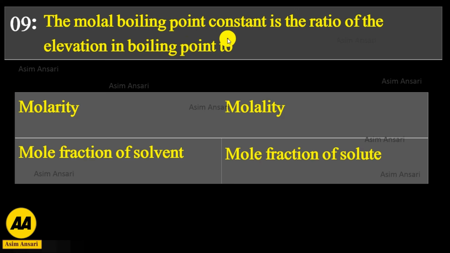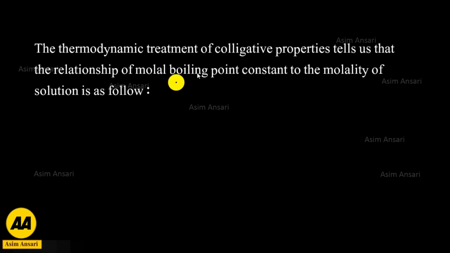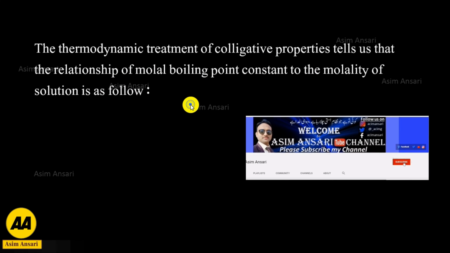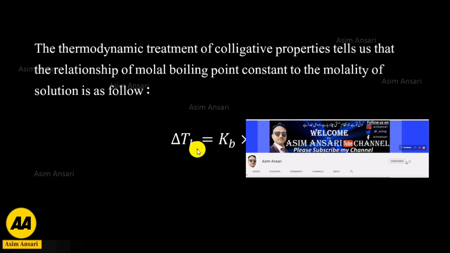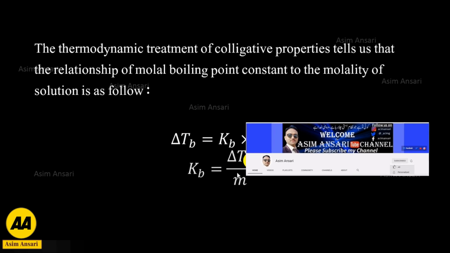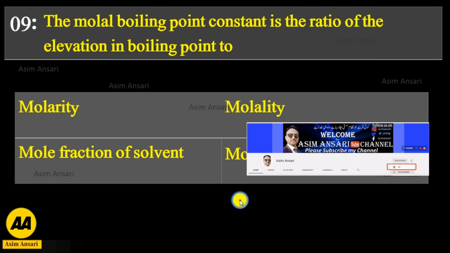The molar boiling point constant is the ratio of the elevation in boiling point to molarity, mole fraction of solvent, or mole fraction of solute. The thermodynamic treatment of colligative properties tells us that the relationship of the molar boiling point constant to the molarity of the solution is ΔTb equals Kb multiplied by m. So Kb is equal to ΔTb over m. So the exact answer is molarity.